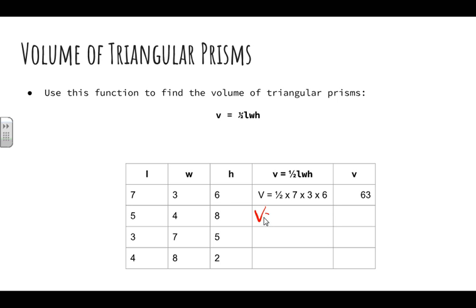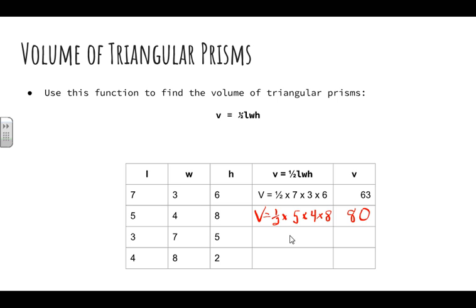All right, if you have a triangular prism with a length of 5, a width of 4, and a height of 8, your function will be 1/2 times 5 times 4 times 8. 1/2 times 5 is 2.5. 2.5 times 4 is 10. And 10 times 8 is 80.